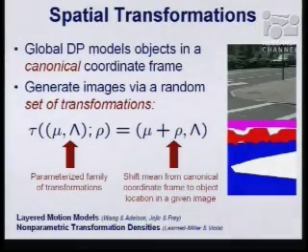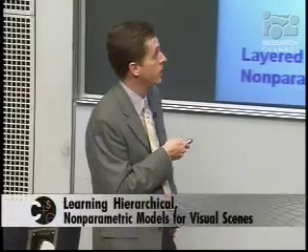To attack this problem, we're going to define a global Dirichlet process that models objects in a canonical, or object-centered, coordinate frame. This says, this is what the object looks like if it was right in front of my camera when I took the picture. Then we're going to generate images via a random set of transformations. We're going to take the pose parameters of the object and shift them according to the transformations. And this comes back to your question, Jeff. In the work I'm doing now, we're just doing a simple shift of the mean, a simple translation. But in general, I absolutely am thinking about more general classes of affine transformations in this framework.